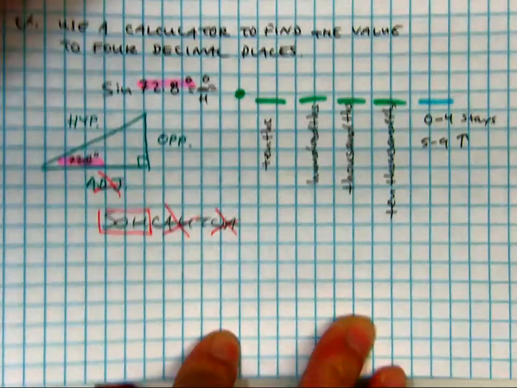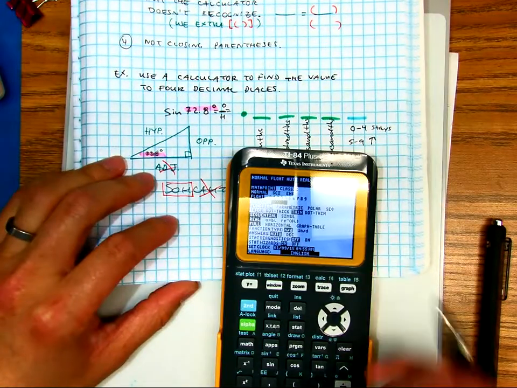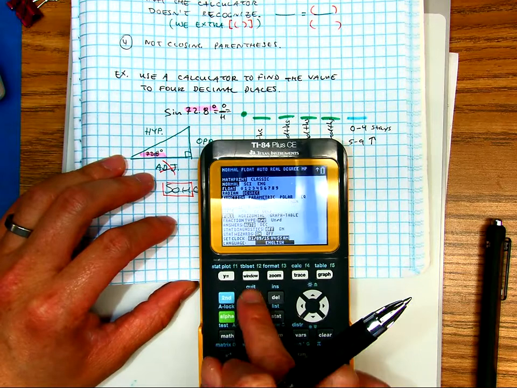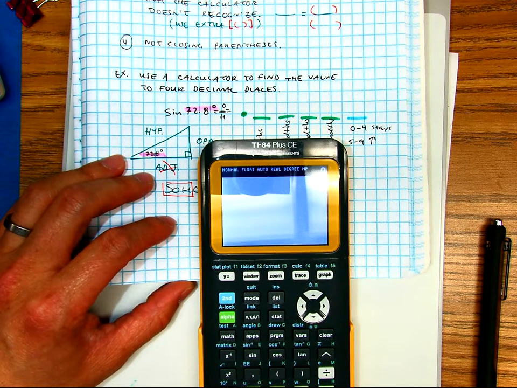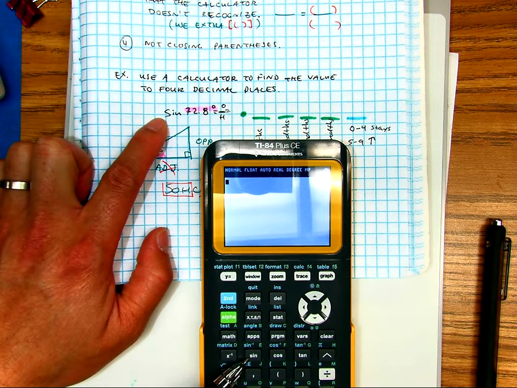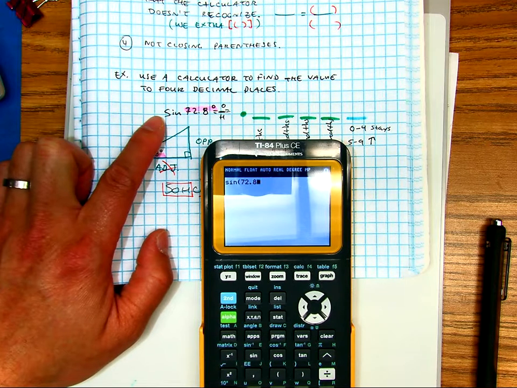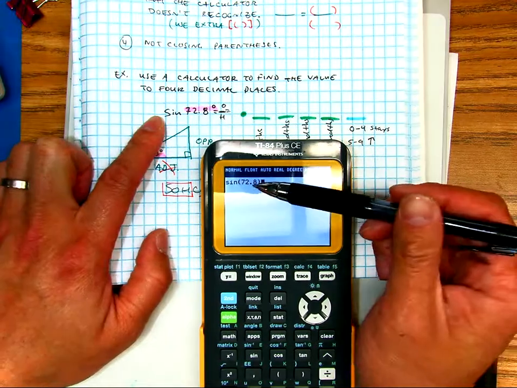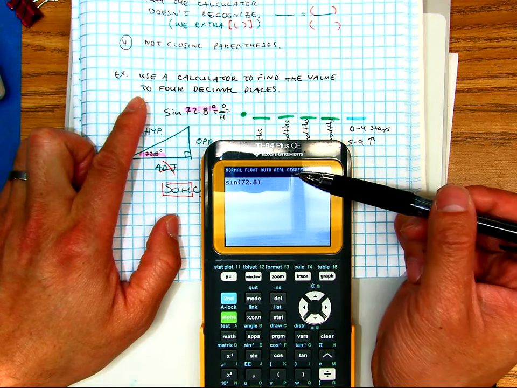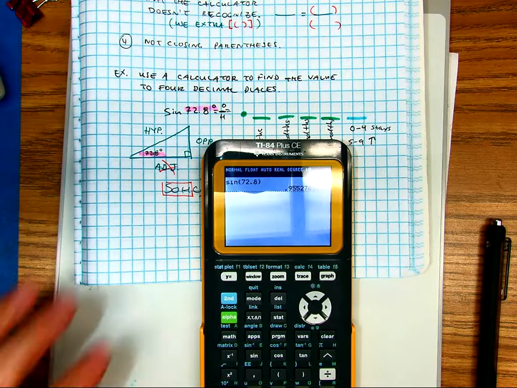I'm going to make sure it's on degree mode. Can we go to the home screen by pressing quit? I'm going to type in sine. It's right here. 72.8. We just talked about closing your parentheses. There is no degree symbol because you're already in degree mode. Press enter. You have these numbers. I'm going to write it a little bit above it so you can see the answer.